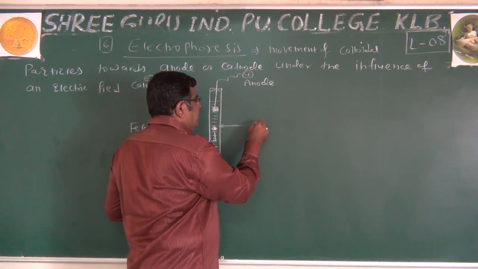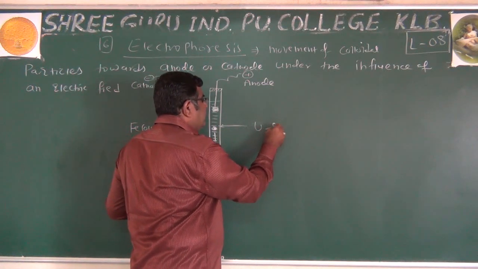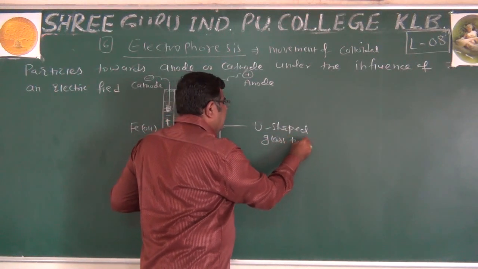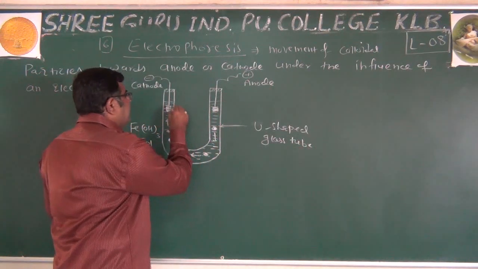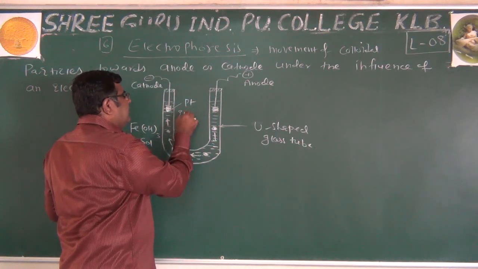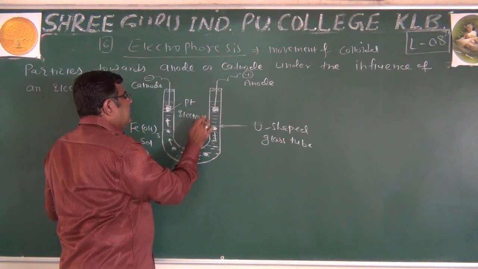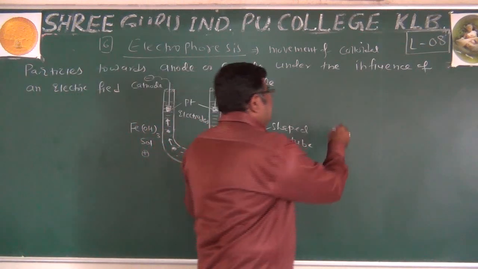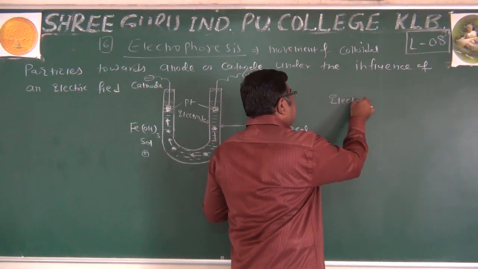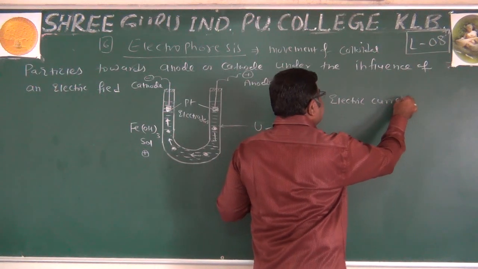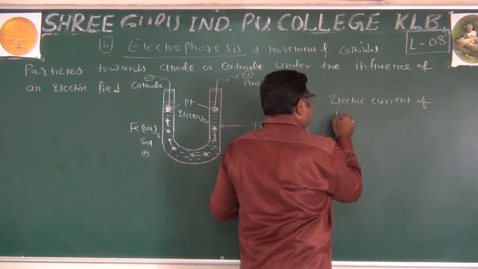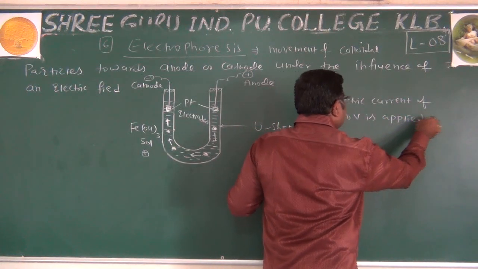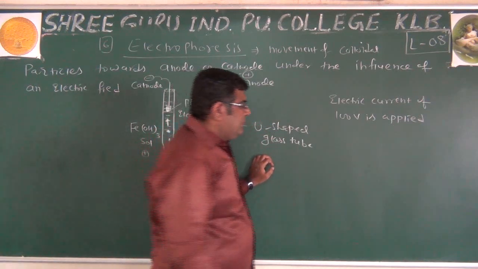This is nothing but a U-shaped glass tube, U-shaped glass tube, and these are nothing but platinum electrodes, and we can say electric current of 100 volt is applied. Voltage is applied. Then what happens?